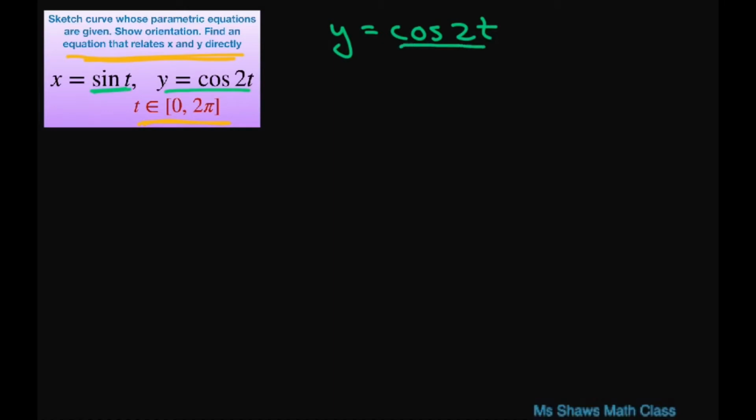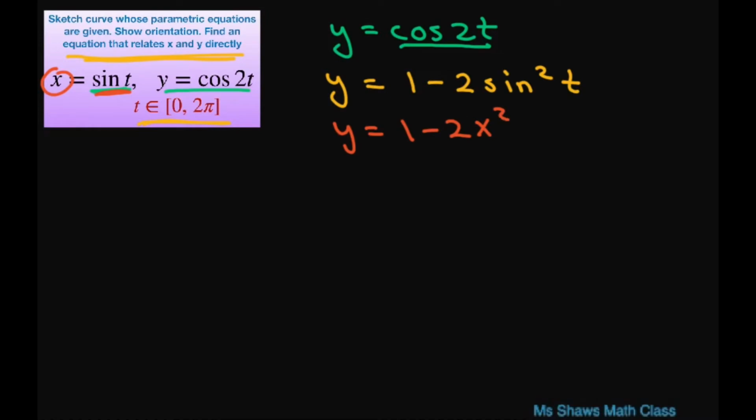So I'm going to use my double angle identity and write this as y equals 1 minus 2 sine squared of t. All right, so basically once you do that, you can write this as y equals 1 minus 2 times sine t, which is x, and then you square it. So there's your equation that directly relates y and x.